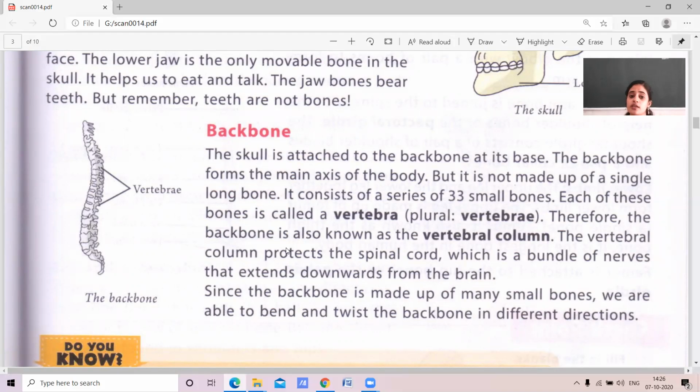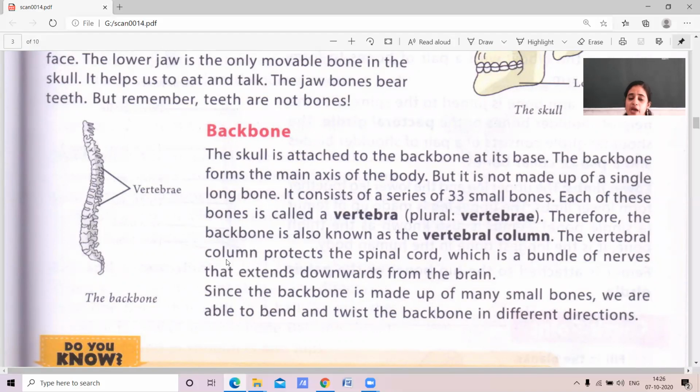This backbone is not made up of a single bone. So many bones are attached to this backbone. How many does it consist of? It consists of a series of 33 small bones, children. Each of the bones, we call it a vertebra.